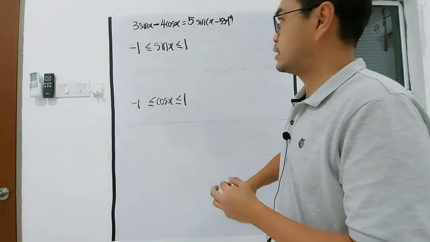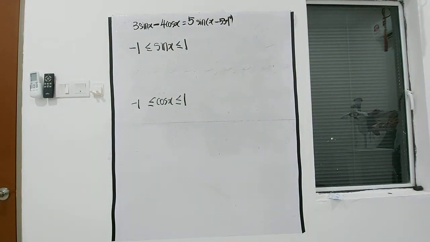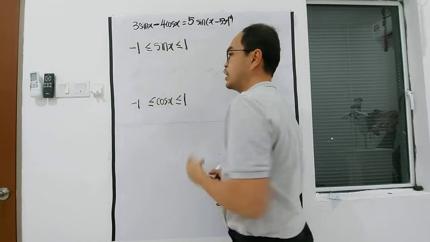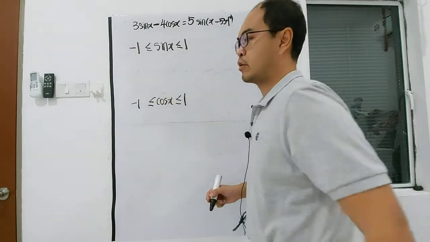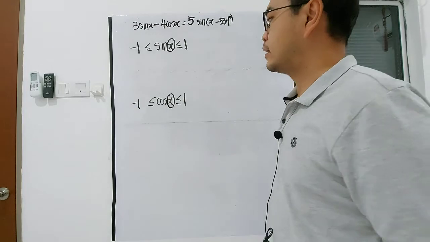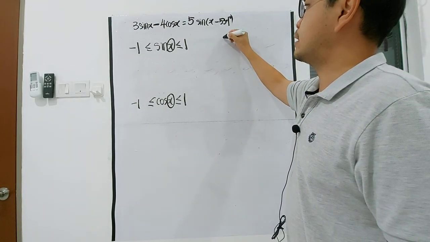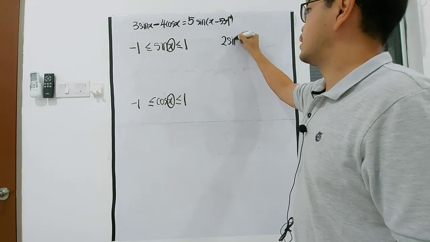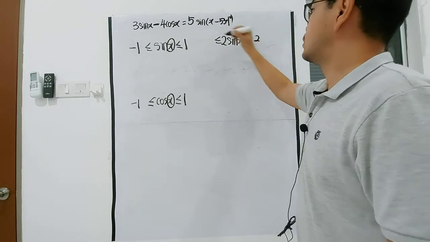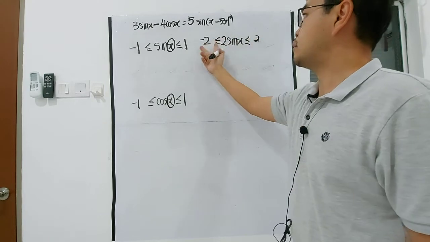I just want to explain that sine x is between -1 and 1, and cos x is also between -1 and 1. So what will make the maximum and minimum value change is the amplitude. It won't be affected by the angle inside the function. For example, if I have 2 sine x, I will multiply this inequality, everything, by 2, which gives me that the maximum value here is 2 and the minimum is -2.